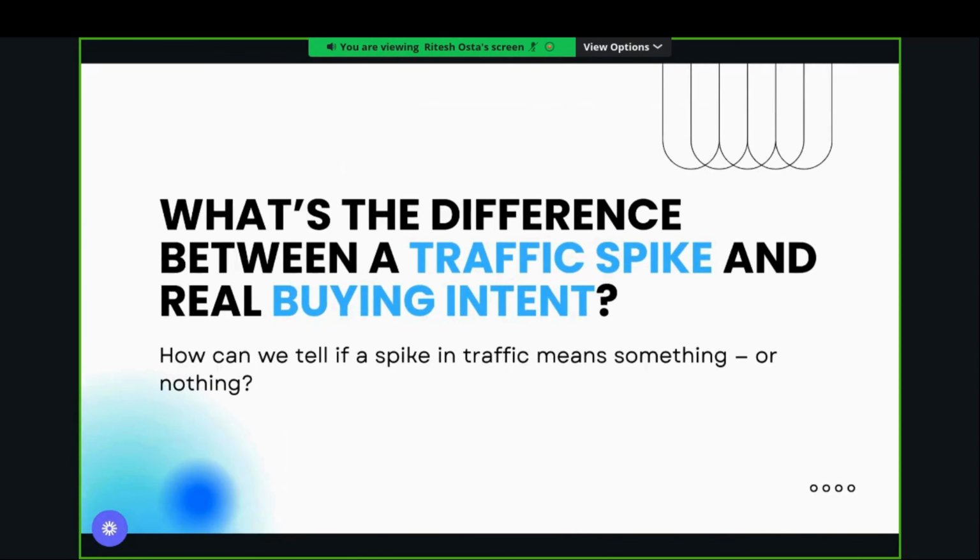Okay, what is the difference between traffic spike and real buying intent? How can we tell if a spike in traffic means something or nothing? All right, very good. So suddenly there's a traffic spike, and suddenly there is a lot of traffic on your website or your e-commerce app. Does it mean real buying intent? The answer is yes and no.